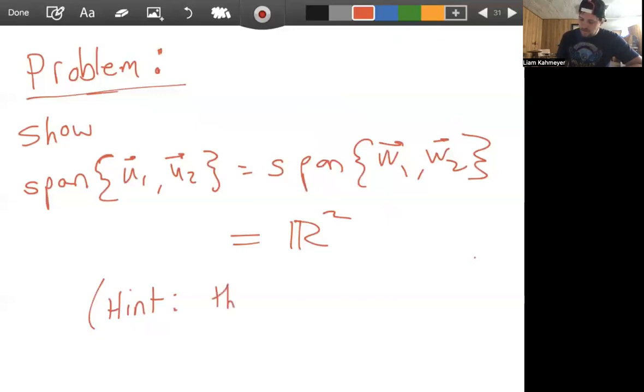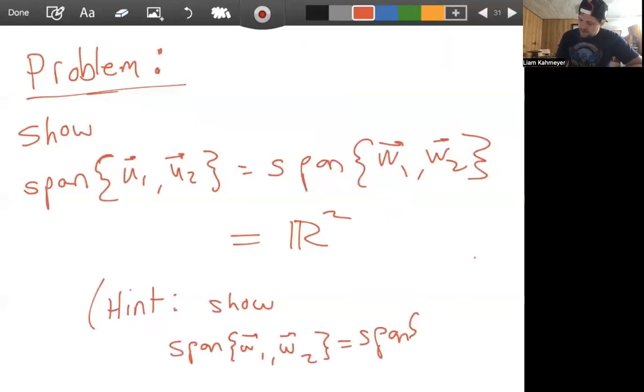Think about, or I would say, show that the span of W1, W2 is equal to the span of (1, 0), (0, 1), right? Because that's like the standard basis for R2. That's the standard orthonormal basis for R2 that we understand.